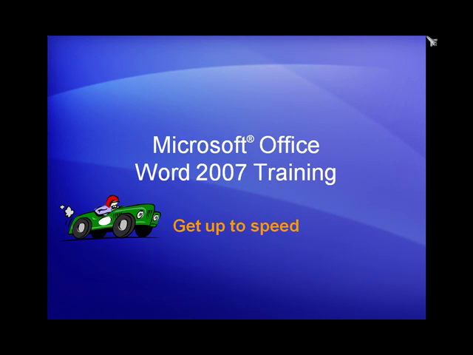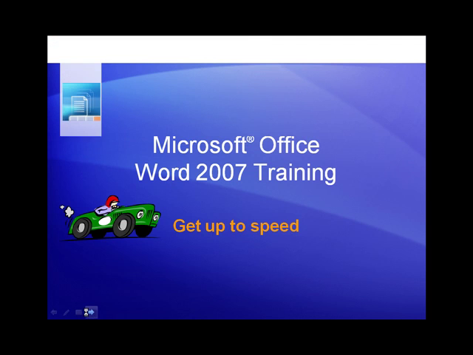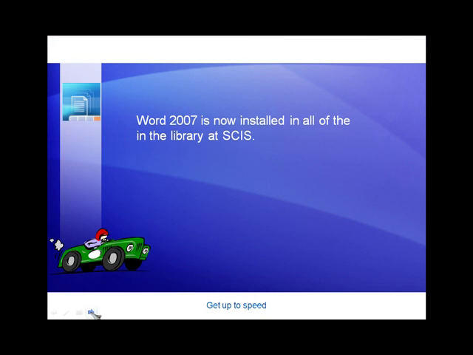This presentation will be over Microsoft Office Word version 2007, and it's in preparation for the new deployment at Space Center that will be happening this May. Word 2007 is now installed in all of the library machines at Space Center Intermediate, so if you're looking for a place to practice using it or just to see what it's all about, that'd be a great place to go. All teacher machines will be upgraded on May 27th.